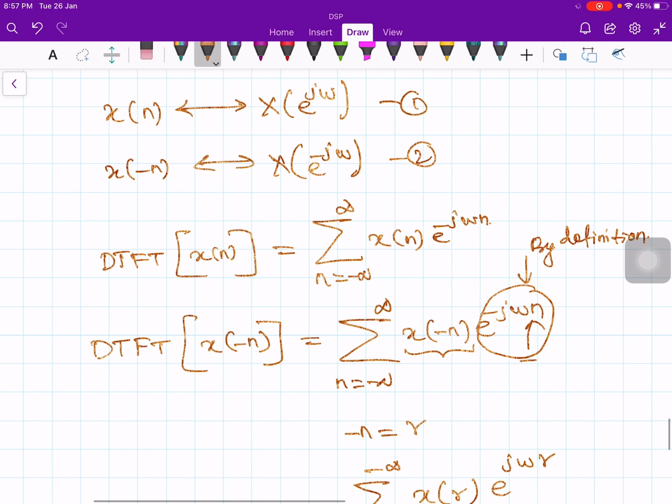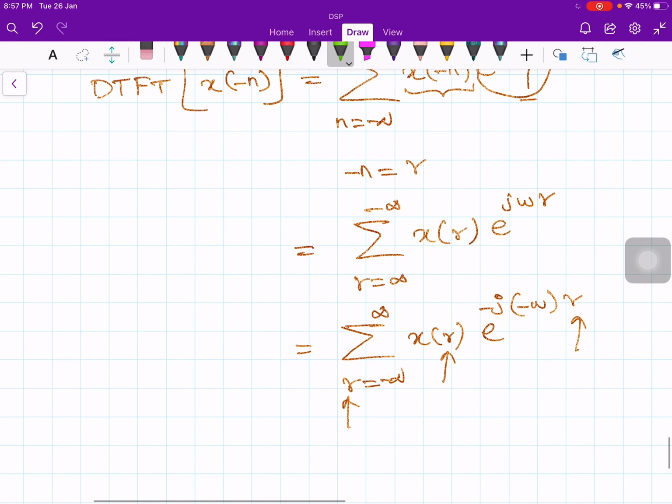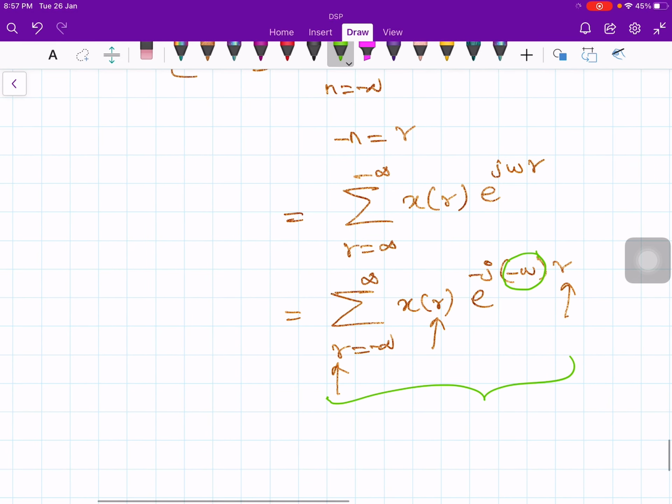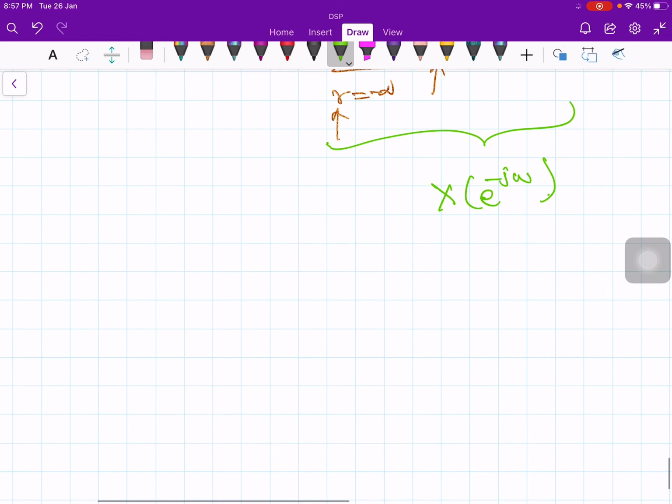Now by definition, if you have omega, then you will write it as x of e to the j omega, right? Now instead of omega I have minus omega here, therefore this is nothing but x of e to the minus j omega. Therefore the discrete time Fourier transform of x of minus n is equal to x of e to the minus j omega. It's a very simple proof.